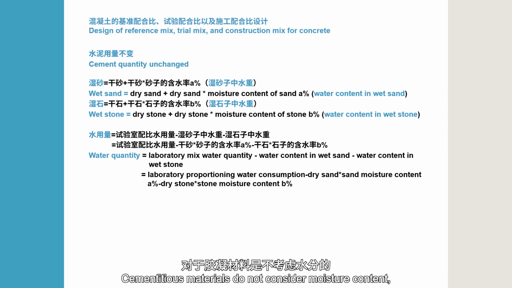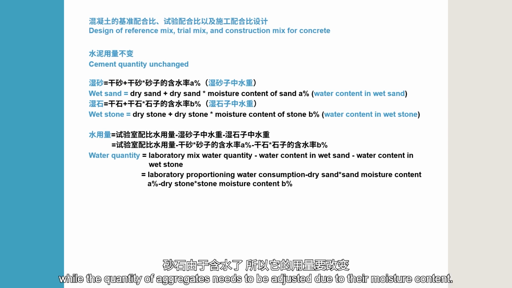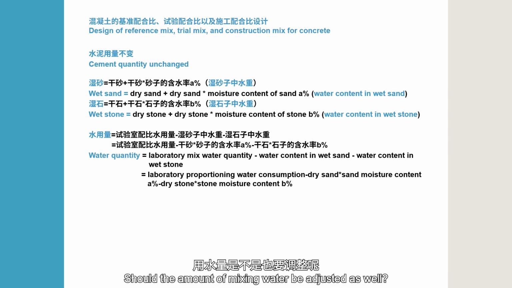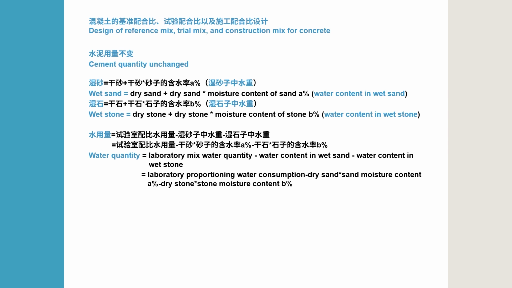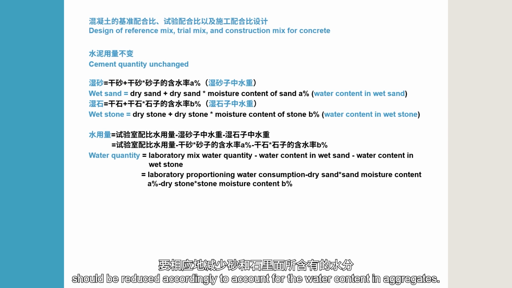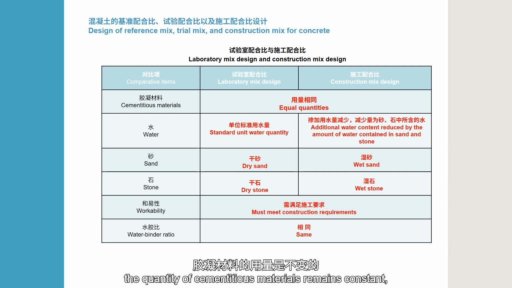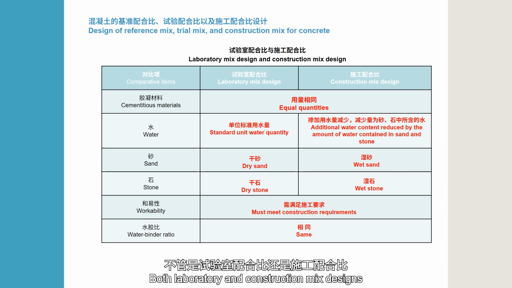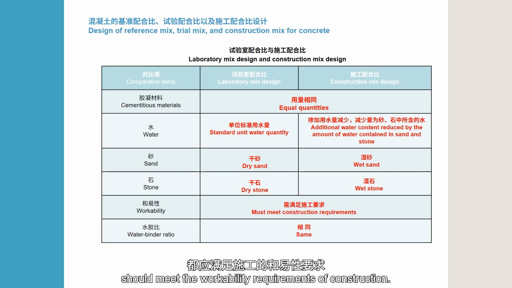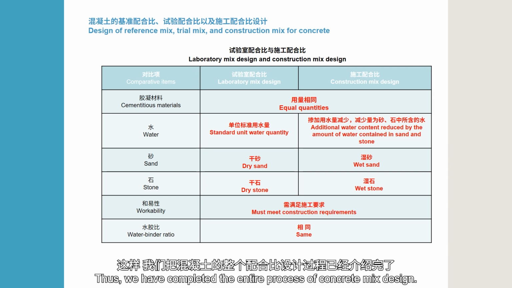Cementitious materials do not consider moisture content, while the quantity of aggregates needs to be adjusted due to their moisture content. Should the amount of mixing water be adjusted as well? Since aggregates contain water, the amount of mixing water should be reduced accordingly to account for the water content in aggregates. It should be noted that in both laboratory and construction mix designs, the quantity of cementitious materials remains constant, while the amounts of water, sand, and aggregates are adjusted accordingly to the moisture content. However, the water binder ratio should remain constant. Both laboratory and construction mix designs should meet the workability requirements of construction. Thus, we have completed the entire process of concrete mix design.